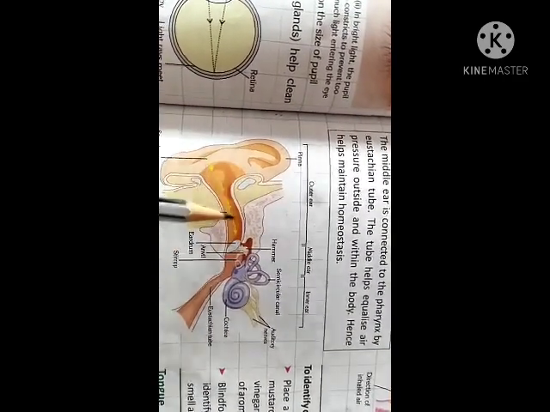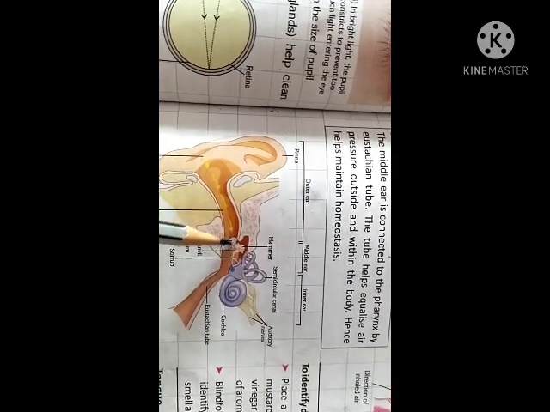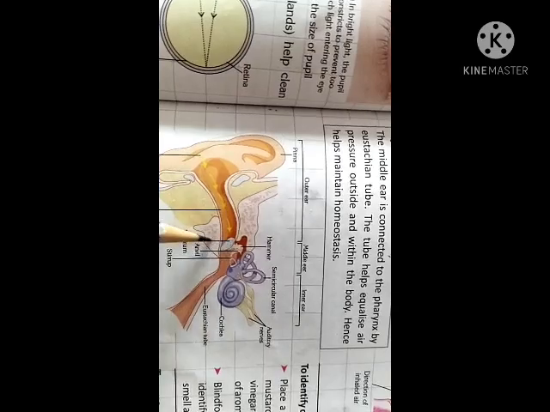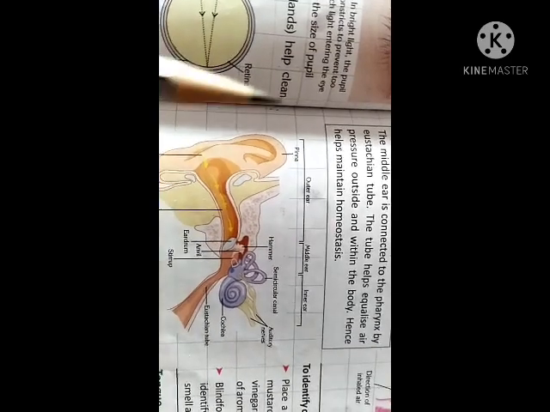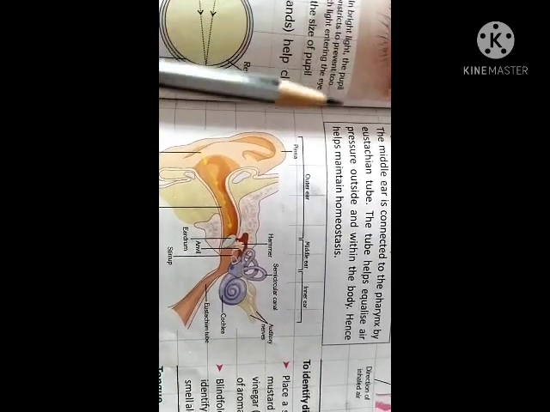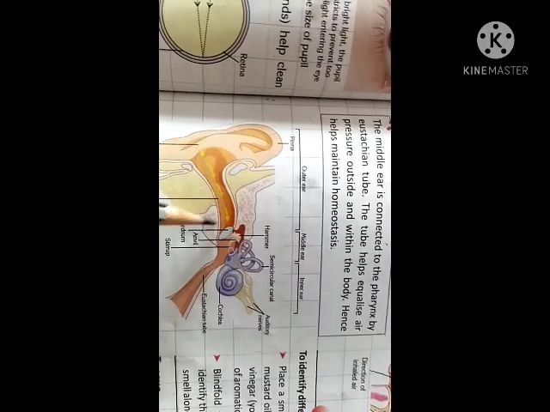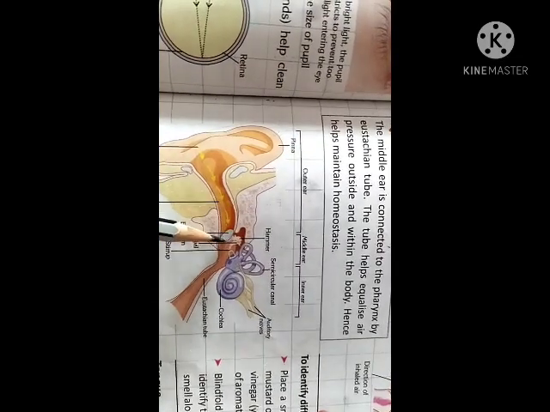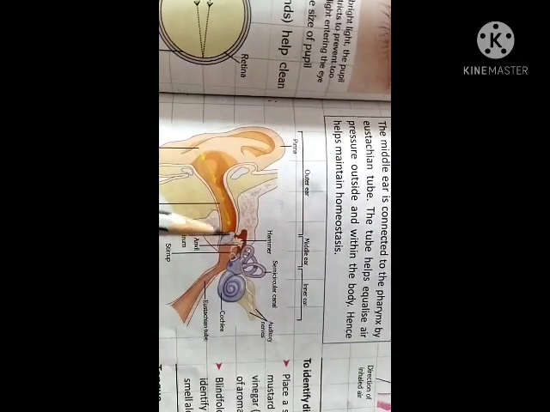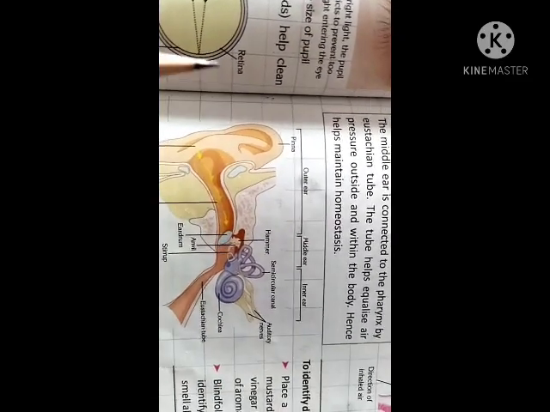The outer ear and the middle ear are divided by a drum-like structure known as the eardrum. The eardrum is also known as the tympanic membrane. It is not given in your book, students, but I am telling you that the eardrum is also known as the tympanic membrane. The tympanic membrane divides the outer ear from the middle ear.